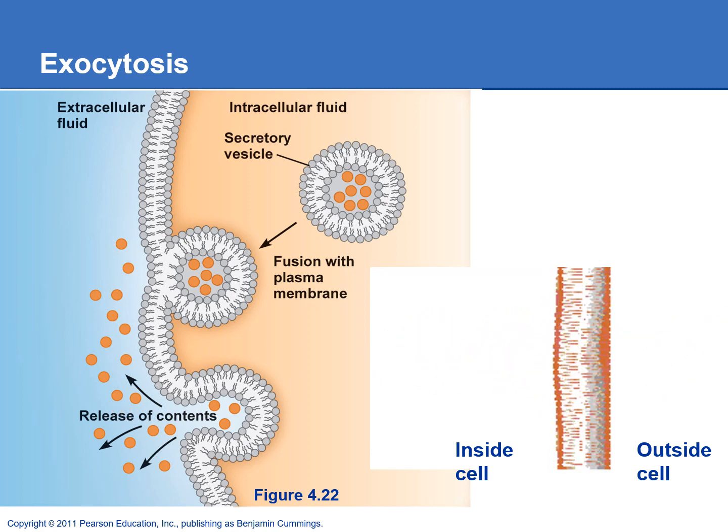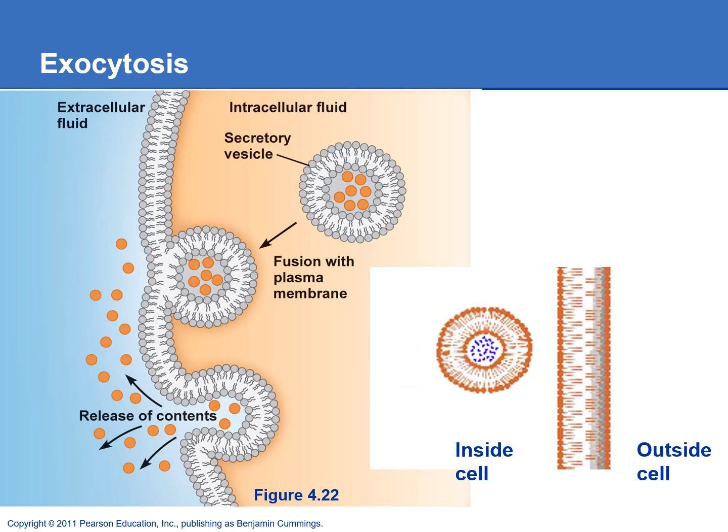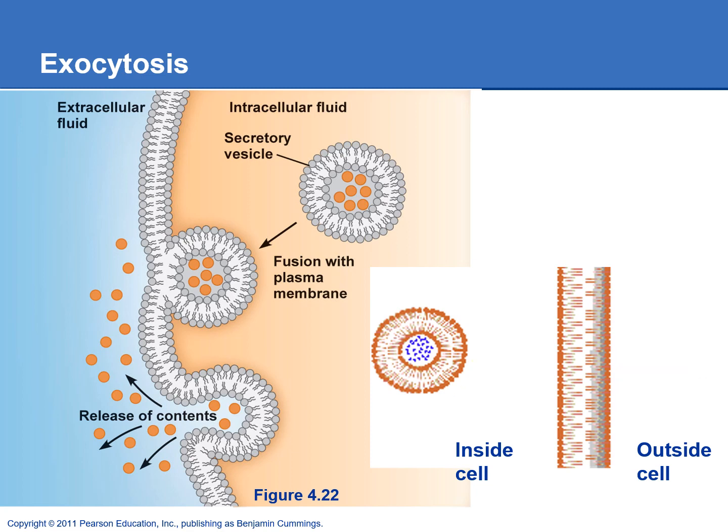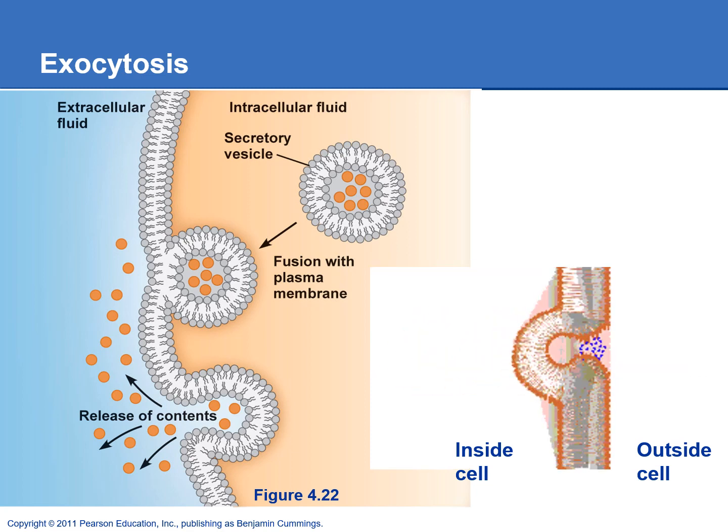So we're going to see exocytosis also being used to release neurotransmitters in neurons. And we also release antibodies from white blood cells this way too.